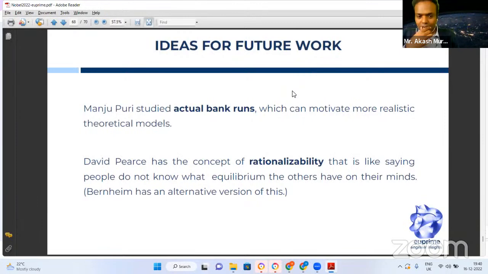There are other people who are continuing to work on this field, wherein rationalizability is essentially trying to understand what everyone else's Nash equilibrium is, meaning what everybody else thinks of a certain transaction or a certain price right now, based on which you have to decide on a certain price of a commodity. These are interesting concepts.